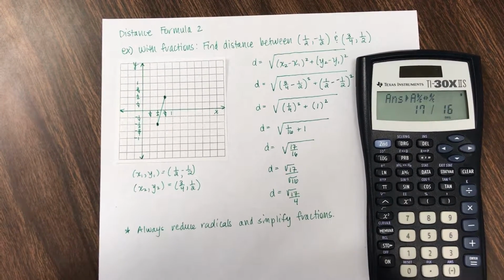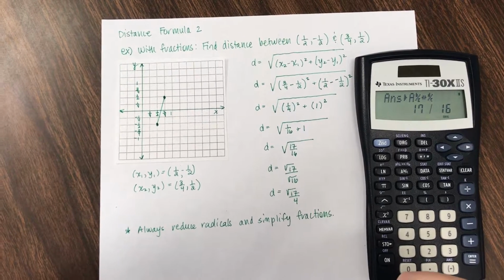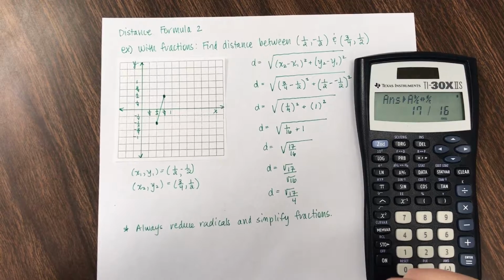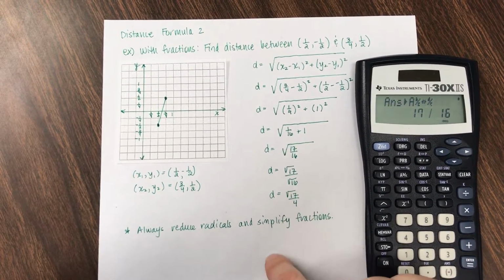So I encourage you to choose your battles. If you want to do the fractions by hand, by all means do that. Otherwise, make sure you're comfortable with your calculator doing it so that you can figure out these problems and write your final answer with no decimals as reduced, radical, and simplified fractions.